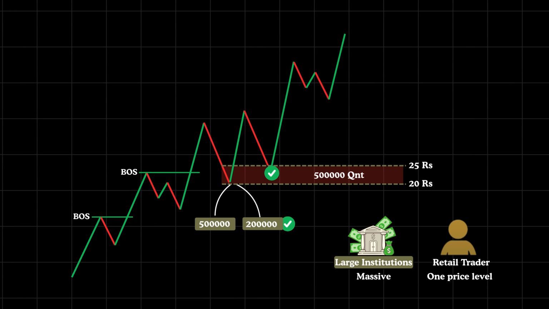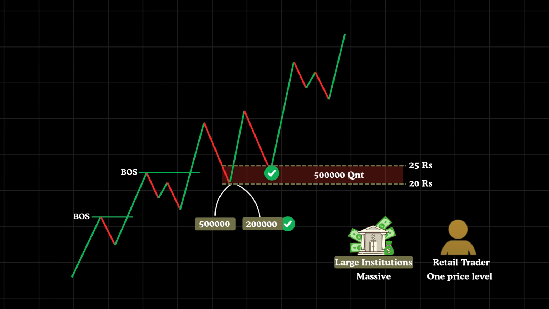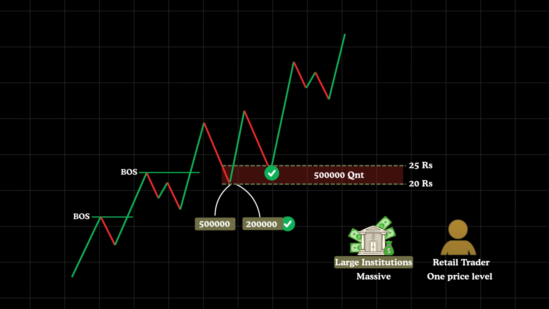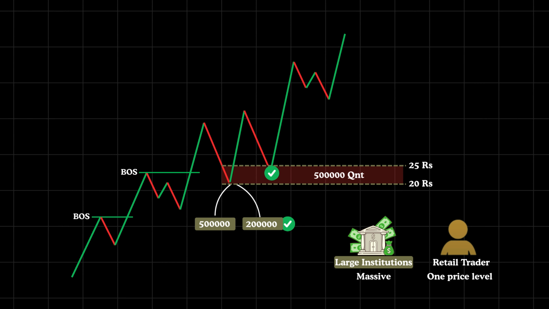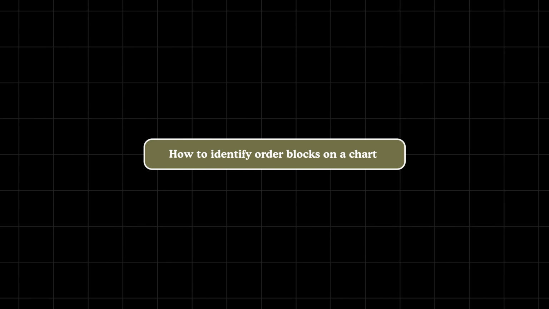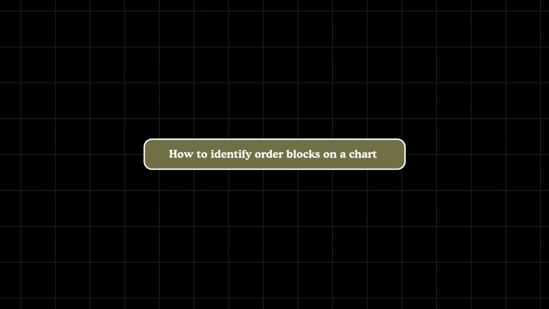Right, in simple terms, an order block is a key demand or supply zone where institutions execute large buy or sell positions. Recognizing these zones gives smart traders a significant edge because you're essentially aligning your entries with the footsteps of big money. Most retail traders have a basic idea of what an order block is and how to spot it on a chart.